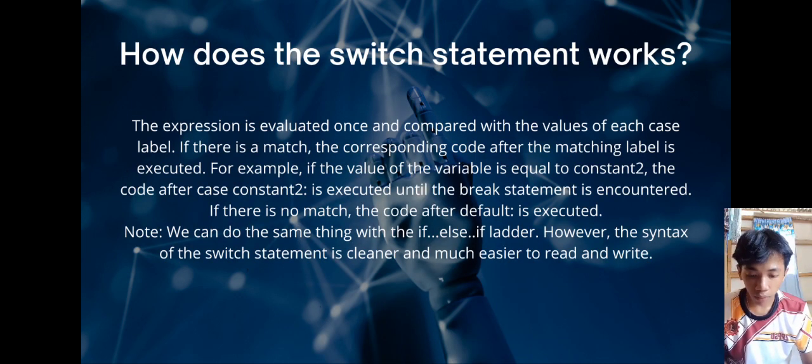How does the switch statement work? The expression is evaluated once and compared with the values of each case label. If there is a match, the corresponding code after the matching label is executed. For example, if the value of the variable is equal to constant 2, the code after case constant 2 is executed until the break statement is encountered. If there is no match, the code after default is executed. Note, we can do the same things with the if else if ladder. However, the syntax of the switch statement is cleaner and much easier to read and write.